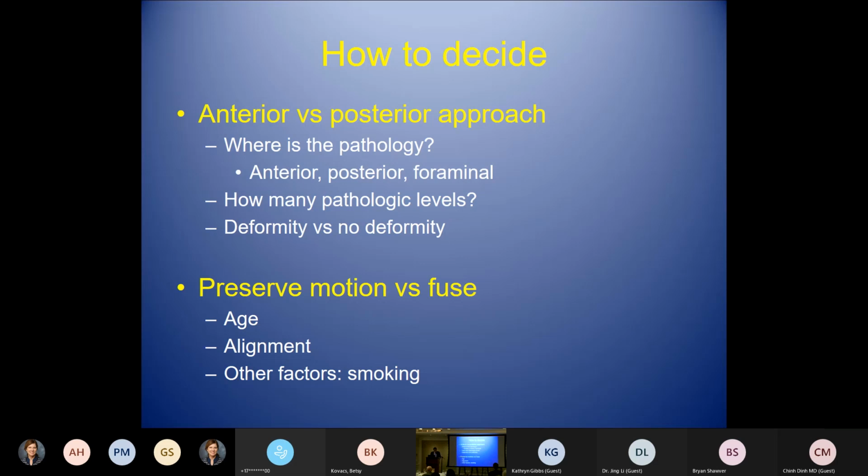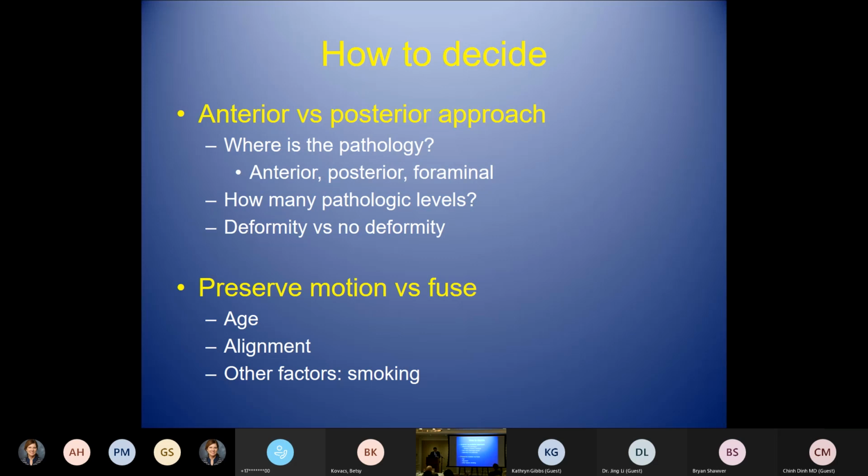And then the other thing I ask myself is, is there a deformity or is there not a deformity, right? So is there, like I showed earlier, a kyphotic deformity of the spine that needs to be corrected, or is the spine generally the way we want it to be with 1 or 2 disc herniations or nerve compression that needs to be addressed? And then the other general category to think about is, are we going to be able to preserve motion in this patient, or do we need to actually fuse the spine?